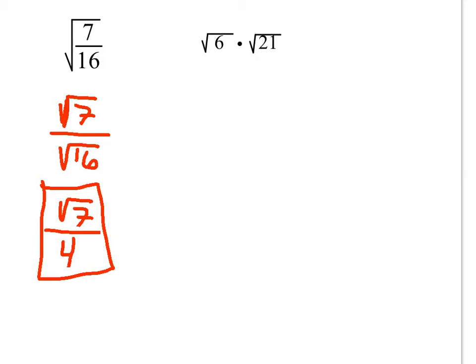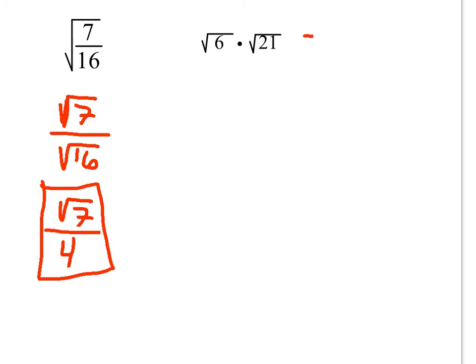This next one, the square root of 6 times the square root of 21, neither one of them works real well apart from the other. There's no perfect square that would come out of 6. There's no perfect square that would come out of 21. So what we're going to want to do in this case is put them together.